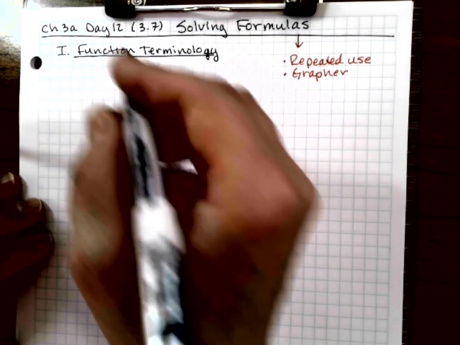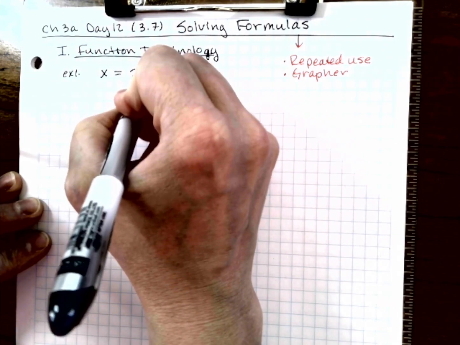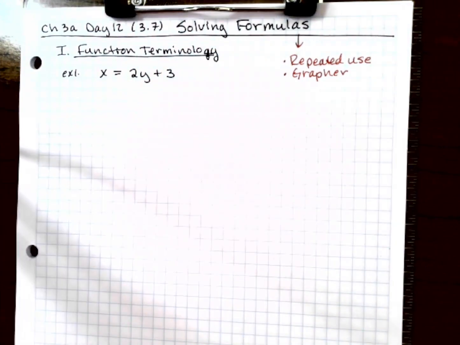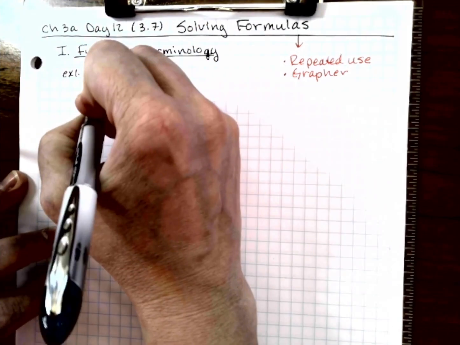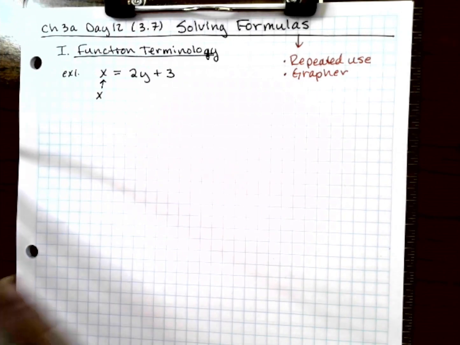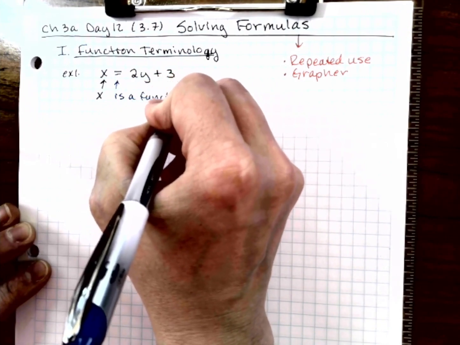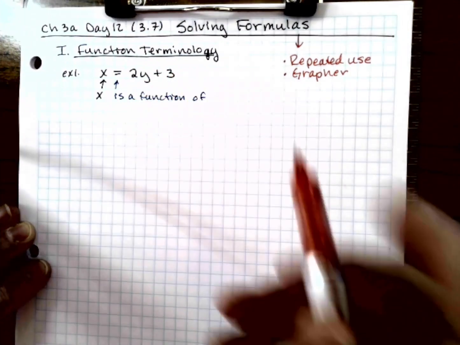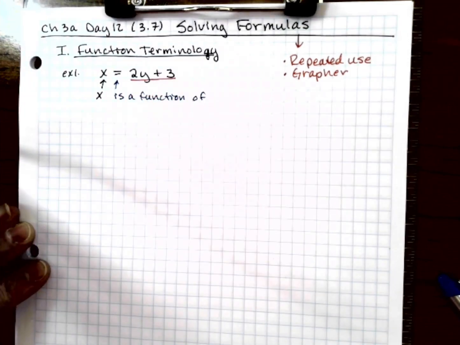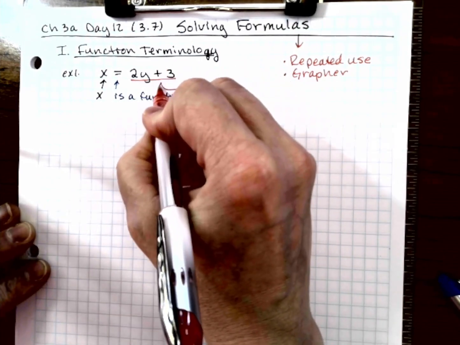All right, so function terminology. Let's do something easy, like x equals 2y plus 3. Okay, so the way that you read this using function terminology is, of course, x, and then the equal sign is interpreted as "is a function of," and then whatever letters are in the right-hand side is what it's a function of. In this case, y, because you've got y's and numbers.